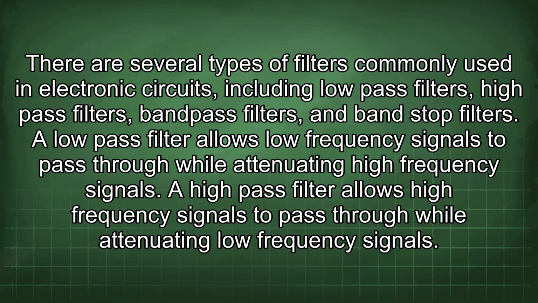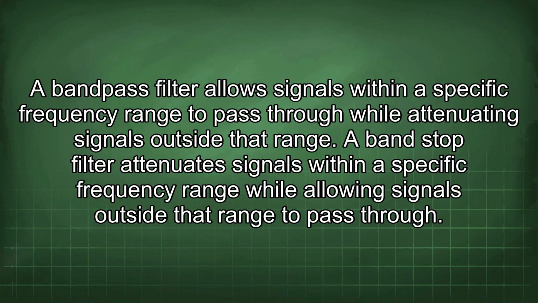A low-pass filter allows low-frequency signals to pass through while attenuating high-frequency signals. A high-pass filter allows high-frequency signals to pass through while attenuating low-frequency signals. A bandpass filter allows signals within a specific frequency range to pass through while attenuating signals outside that range. A bandstop filter attenuates signals within a specific frequency range while allowing signals outside that range to pass through.